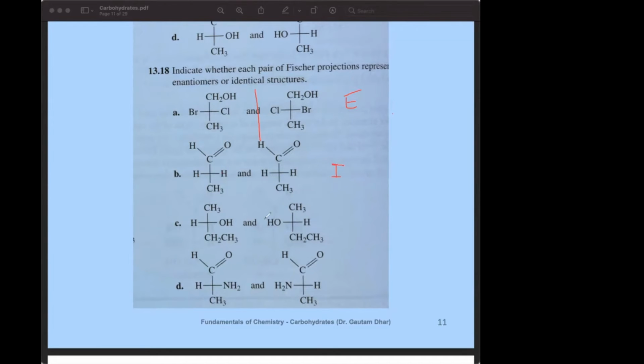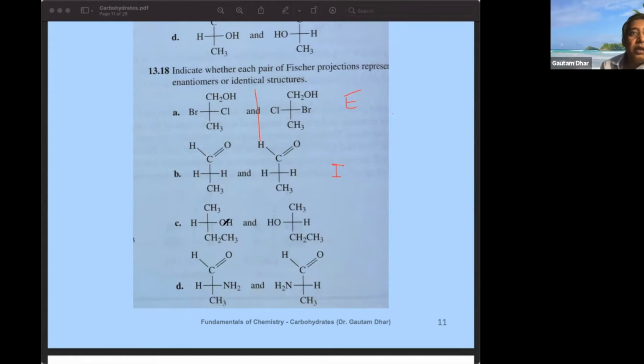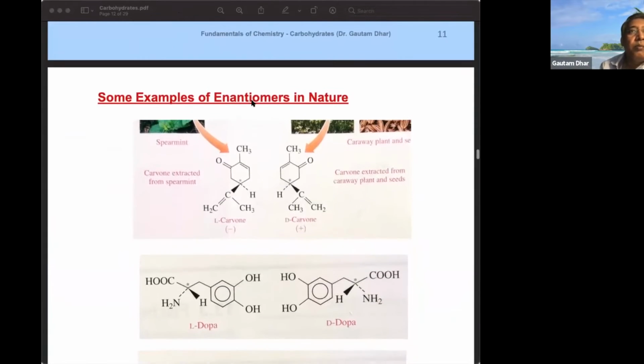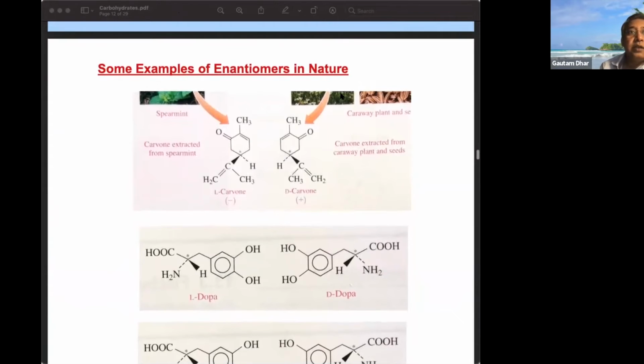Similarly, if you look at the next one, you can see there's a mirror image. Four groups are different, so these are enantiomers. And for the next one, this is an aminoaldehyde. Four different groups, mirror image, yes, and these are enantiomers. Enantiomers in nature, like carvone extracted from spearmint and carvone extracted from caraway plant, taste different.